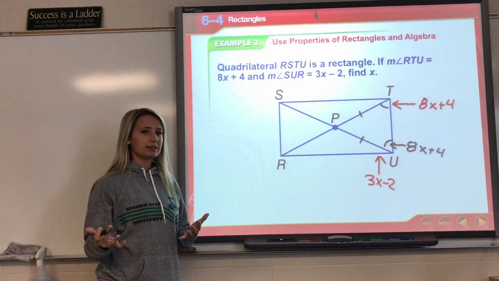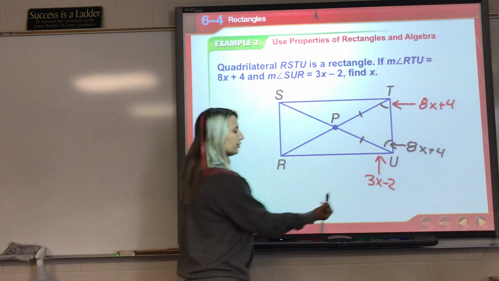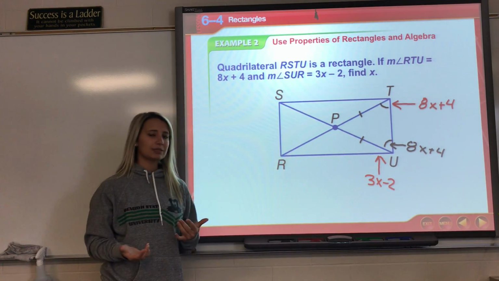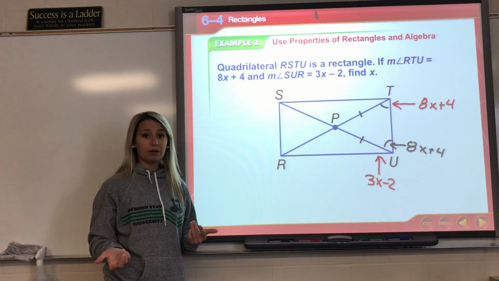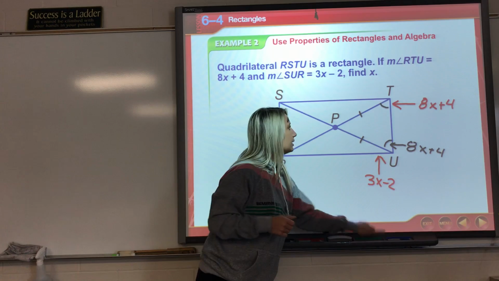Now maybe you're seeing something that we could be doing. Rectangles have right angles. So if we have this 3x minus 2 and this 8x plus 4, if we add those together and then set them equal to 90 because it's a right angle, then we can find what x is. So let's do that.